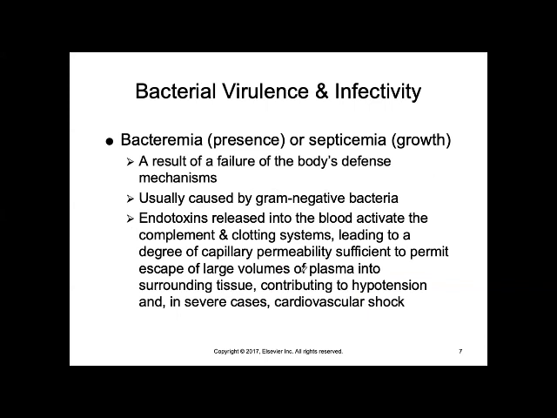Gram negatives are generally responsible. Endotoxins that are released in the blood activate complement and clotting systems and lead to capillary permeability that permits the escape of large volumes of plasma into tissue and contributes to hypotension and, in severe cases, cardiovascular shock.